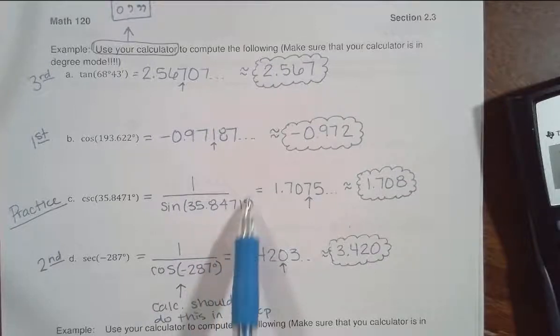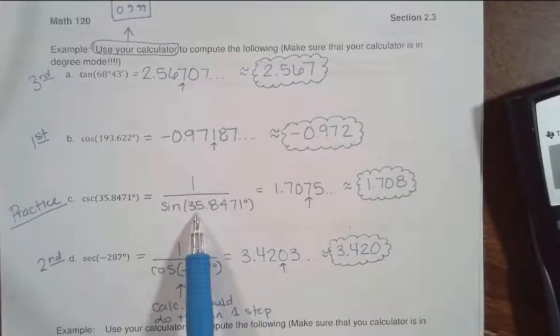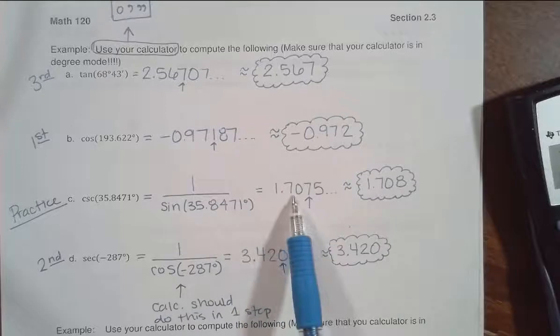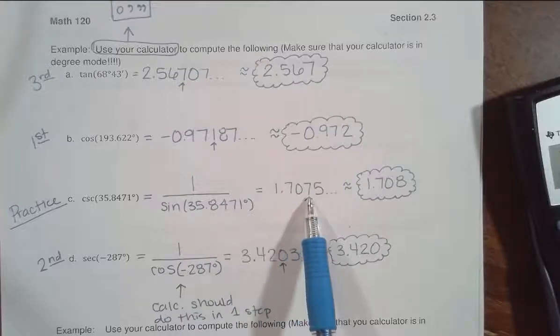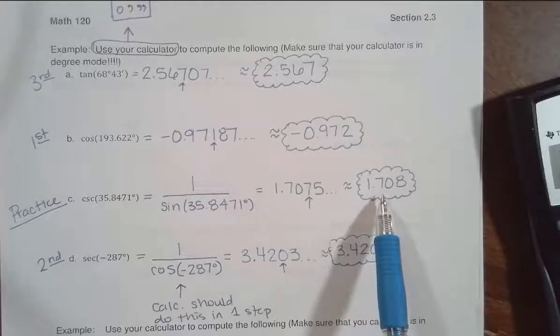And then again, this is a step we should be able to do in our calculator. If you have to do top and bottom separately and then divide, that's fine. Either way, you should get 1.7075, and we are rounding to 3 decimal places. So we should have got 1.708. Okay? So hopefully not too bad.